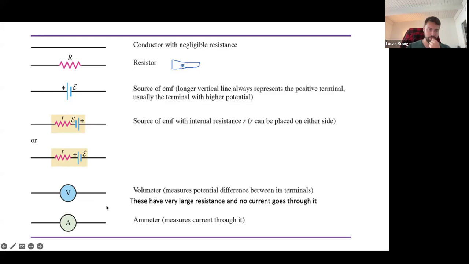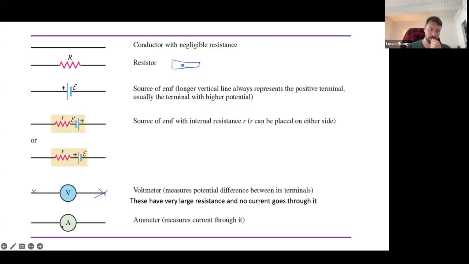And then you might also encounter those V in a circle and A in a circle, and these are measurement instruments. So this is a voltmeter. We measure the potential difference between those two points. Typically they have very large resistance, so no current goes through them. So if you want to measure the potential difference in a circuit, it's usually better to plug them in parallel, so you don't block the whole electrical current from your system.